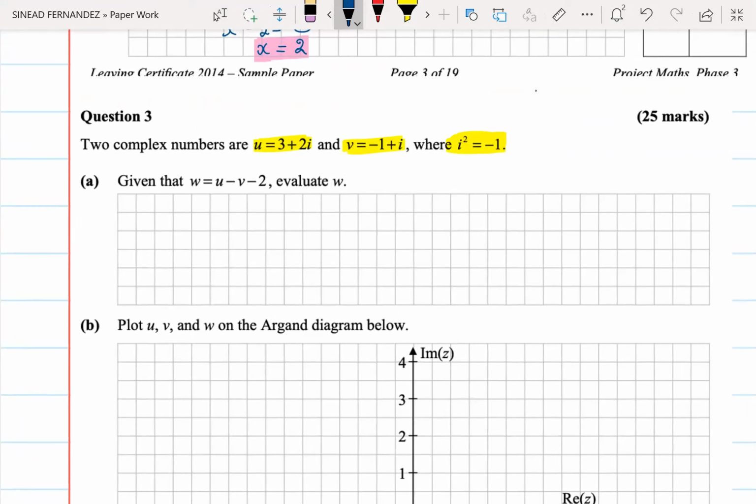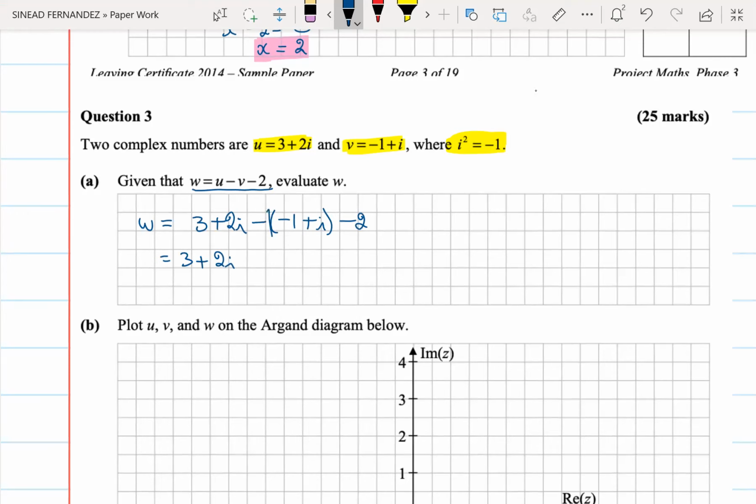Given that w is some sort of new complex number, w is equal to u. What's u? Well, u is 3 plus 2i, minus v. So now it's minus. Because it's minus, we have to use brackets here and be careful. Minus (-1 plus i), minus 2. Okay, so I've just rewritten this. Let's get rid of that bracket in the middle. Because there's a minus outside the bracket, that changes all the signs inside, because we're basically multiplying by -1.